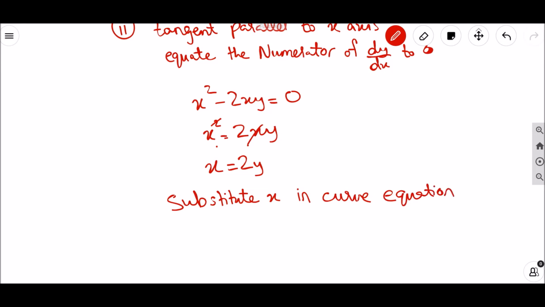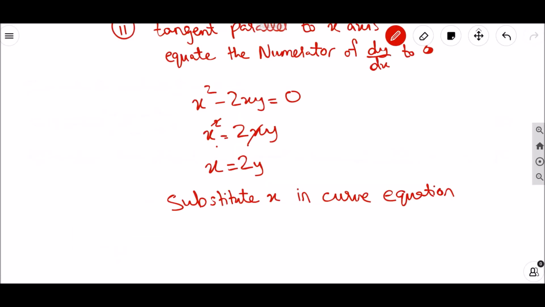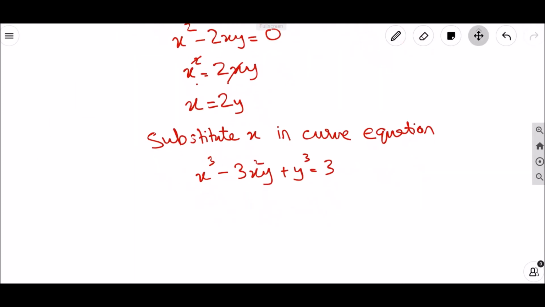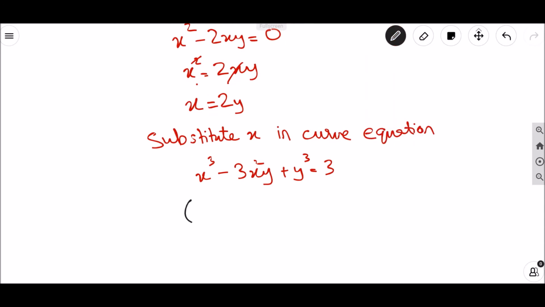So the curve equation was, let's just check it. It was x cubed minus 3x squared y plus y cubed is equal to 3, I think. Yeah. So now we'll substitute. It will be 2y cubed minus 3(2y) squared y plus y cubed is equal to 3.